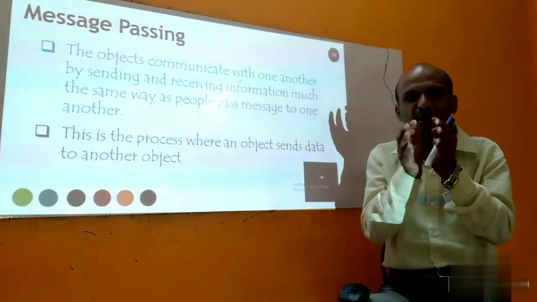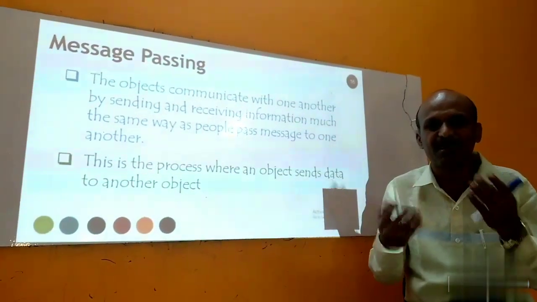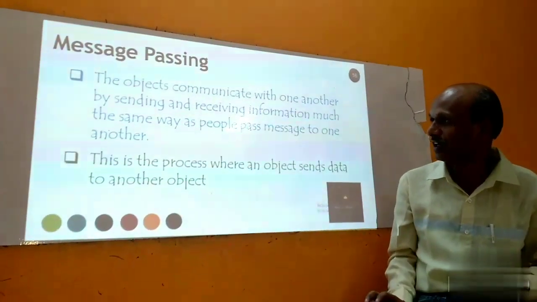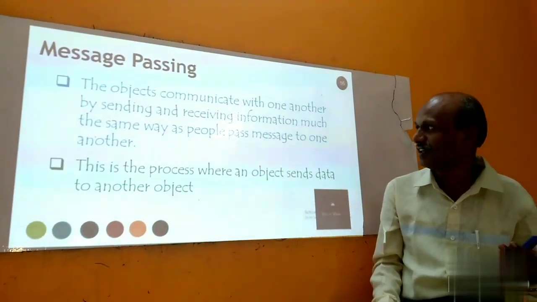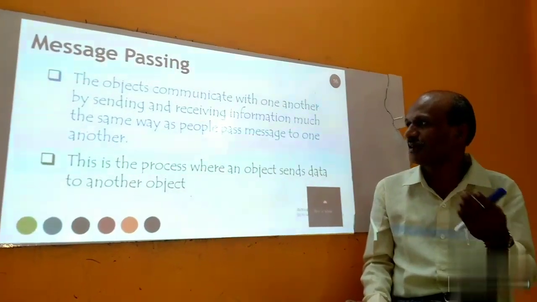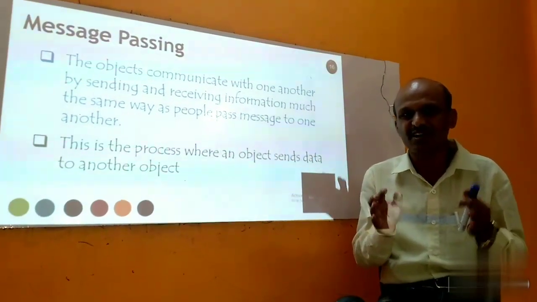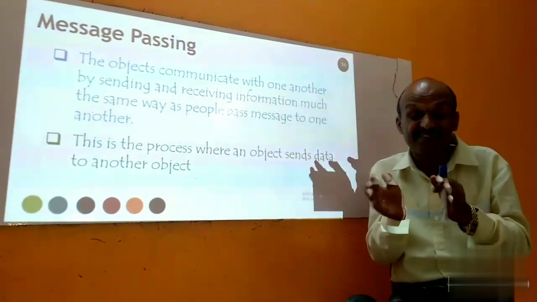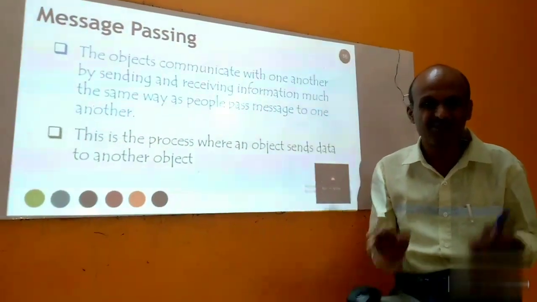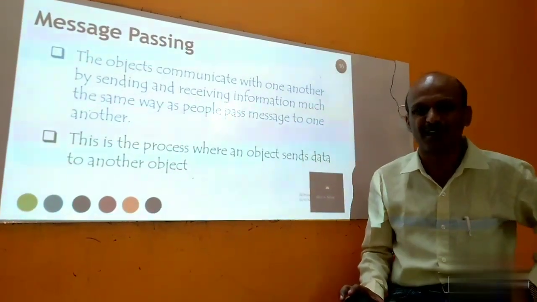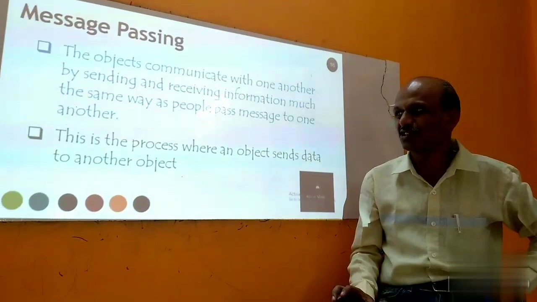It is a collection of objects which are interacting with each other by sending messages. So message passing: the objects communicate with one another by sending and receiving information, much the same way as people pass messages to one another. Object oriented systems, or object oriented programming, are very near to the real world. So we are using it. We can directly model the real world business into programming. So this modeling is easy, so we are using it.